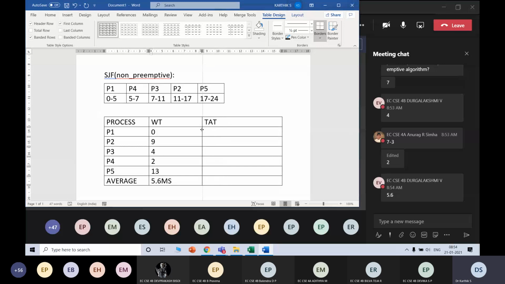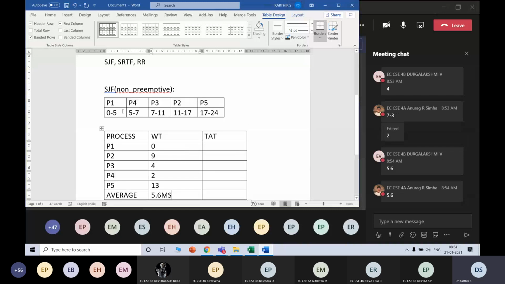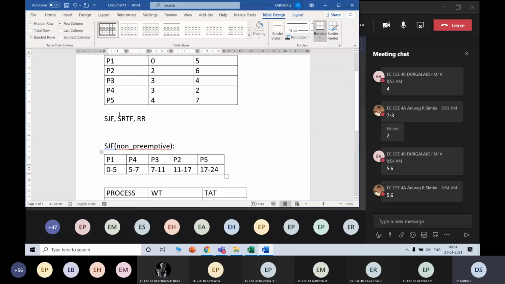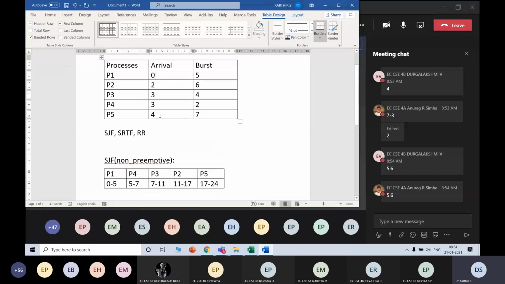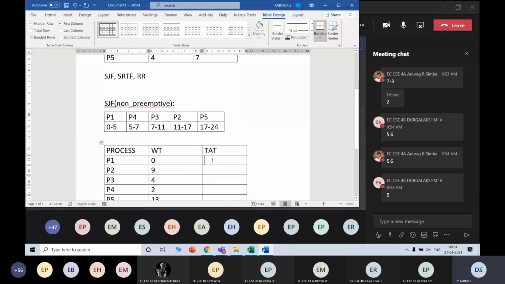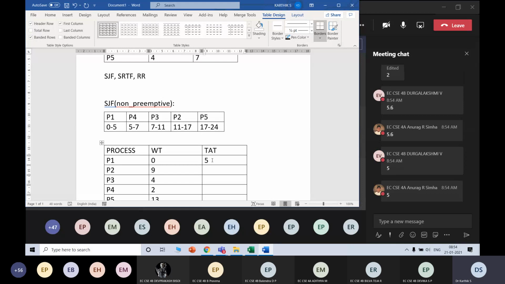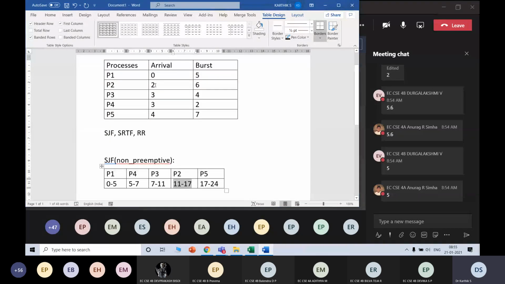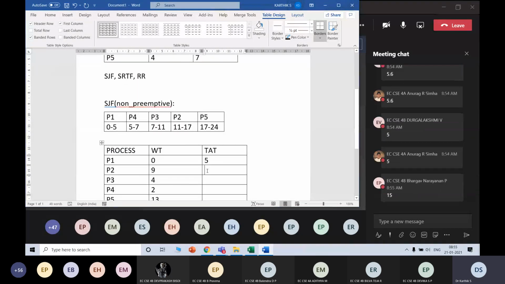Let us look at the turnaround time. What is the turnaround time of process P1? P1 completed its execution at 5 milliseconds and it came at time 0. So that means its turnaround time is only 5 milliseconds. For P2, it completed execution at the 17th millisecond and it came at 2 milliseconds. So the difference, that is 15 milliseconds, is its turnaround time.